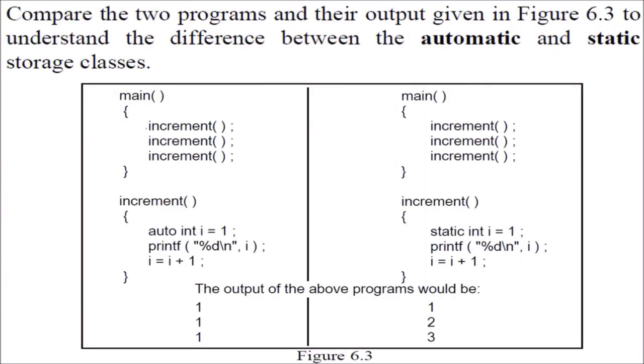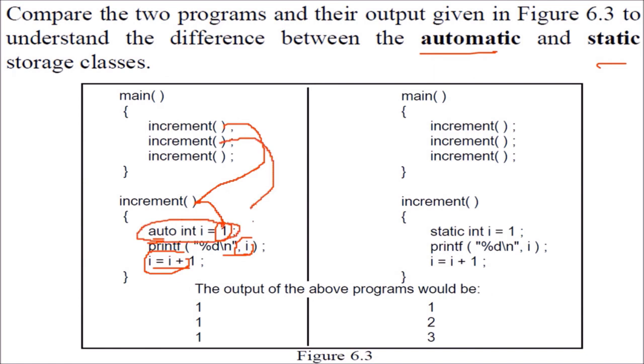Let us see the same program with automatic storage. Automatic is what it is, but we don't write automatic here; we only write auto. So this is automatic and static. We have a function increment. Now this i is declared and defined inside this increment function. When the function is called, i is printed and it is 1. Now i has been incremented, i equal to i plus 1, and when the function is called again, it will be initialized again because it is an automatic variable. It is initialized to 1, so you see 1 again. Similarly for the third time, because it is initialized again, it will be 1.